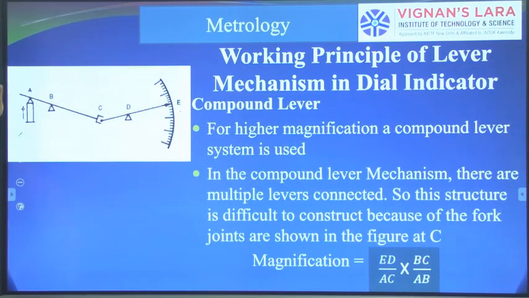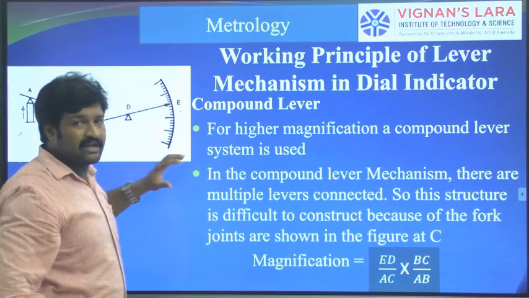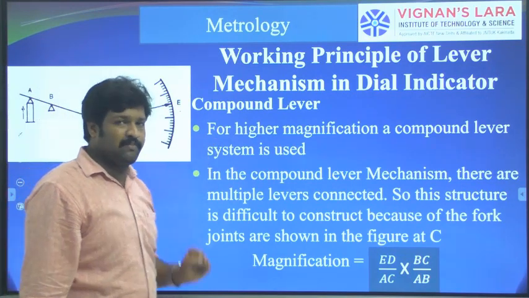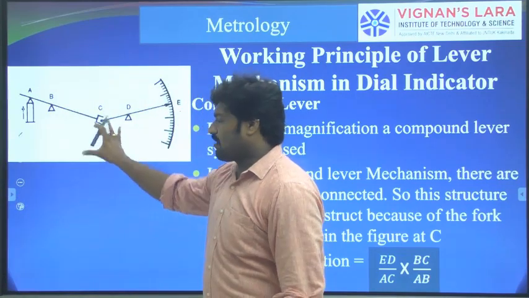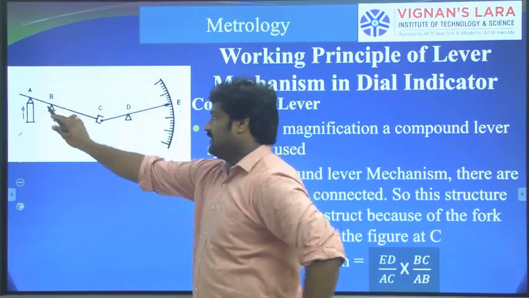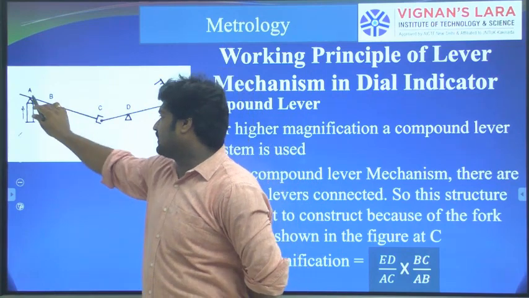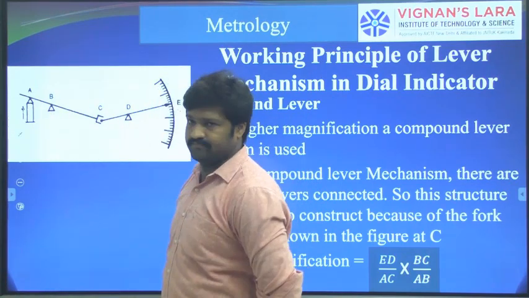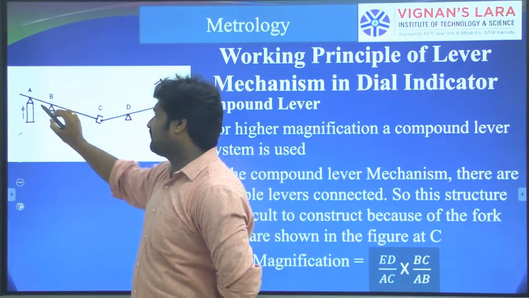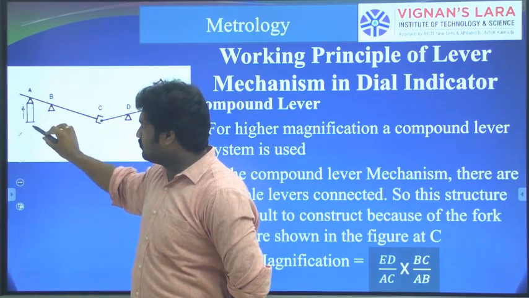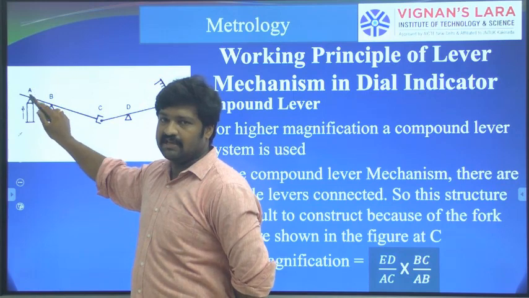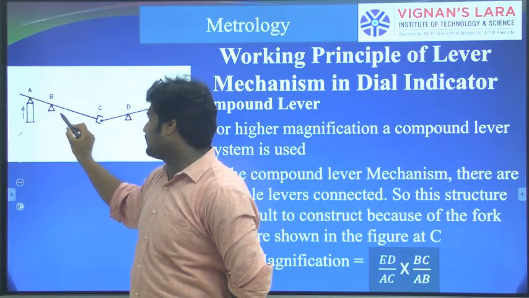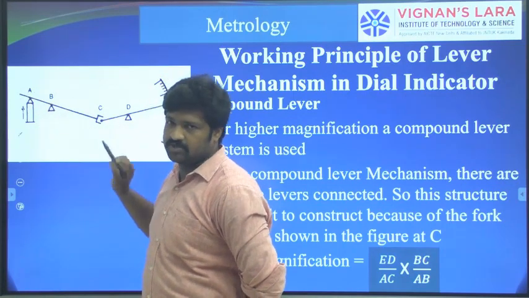Next, the compound lever. By means of this compound lever, we can get more magnification than the simple mechanism. It is a combination of two simple mechanisms. So first lever A to C and the second lever C to E. On the first lever A to C, if the plunger moves up at the location A, the needle will move up, so the reading at C will move down.